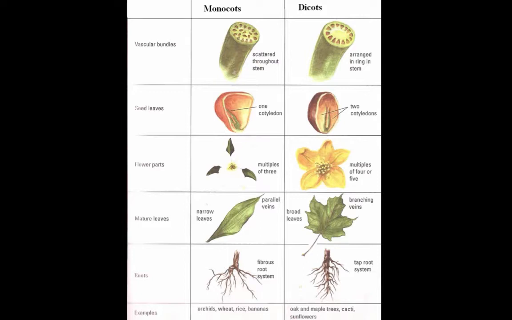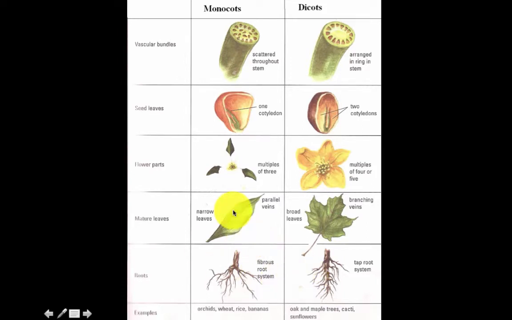So let's look at flowers. Dicot flowers are multiples of 4 or 5. If you count the petals, 1, 2, 3, 4, 5, you know right away it's a dicot. Monocots have multiples of 3. If you count here, 1, 2, 3, only 3 petals, so you're good to go. But you will learn all about this in lab.